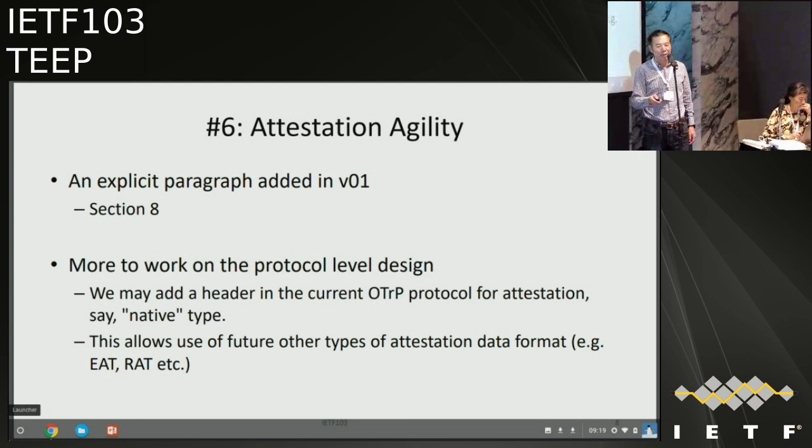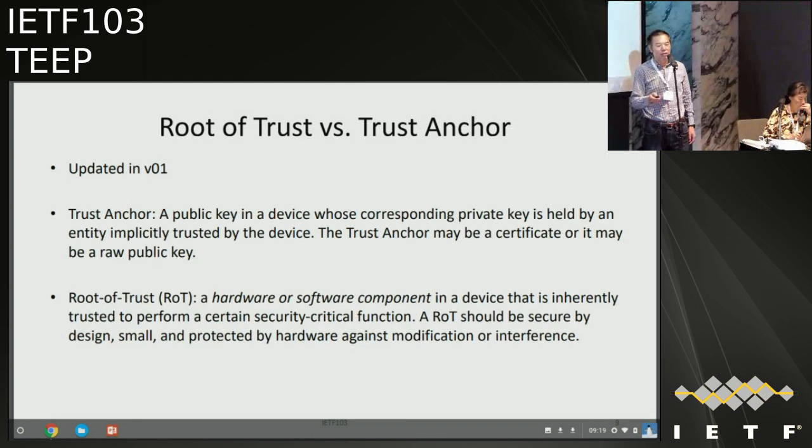Okay, and root of trust. This also updates the definition. I just coded here. Now the trust anchor is actually a set of certificates or keys, so now we allow it to be a public key. The definition: a public key in a device whose corresponding private key is held by an entity implicitly trusted by the device. So it doesn't say it must be a certificate. That makes it a little bit more flexible, actually.